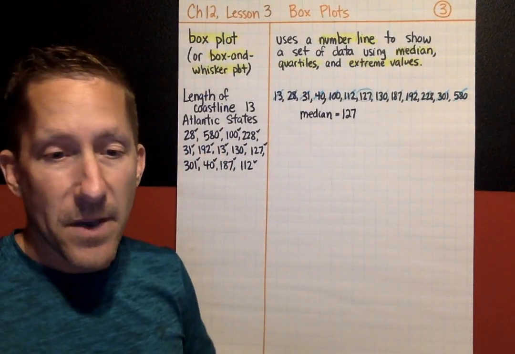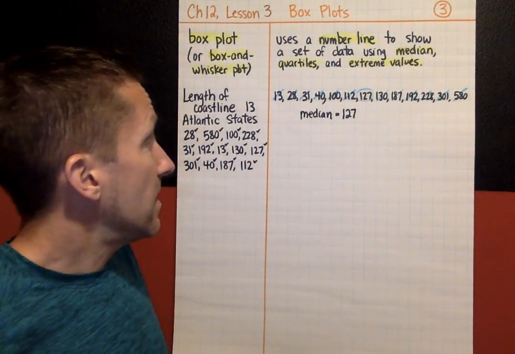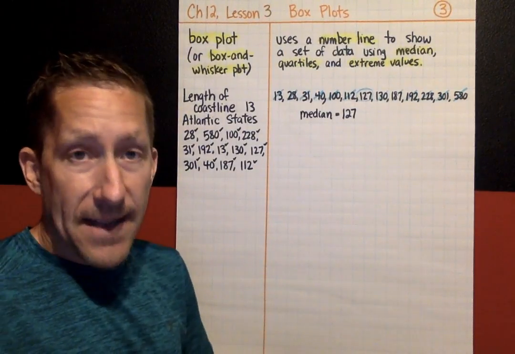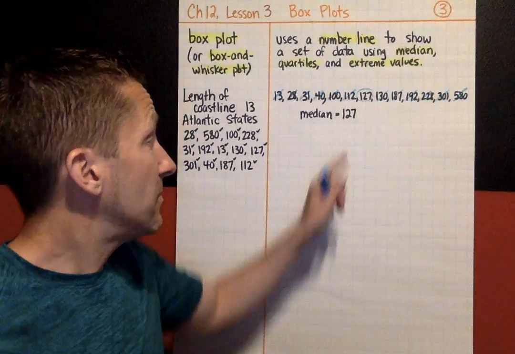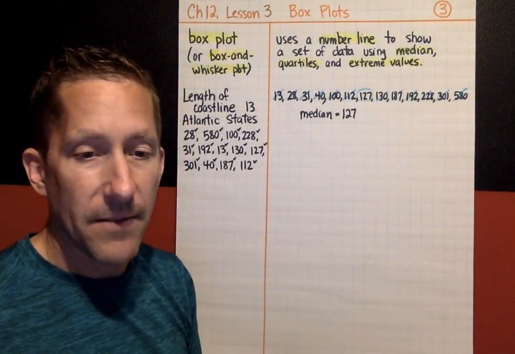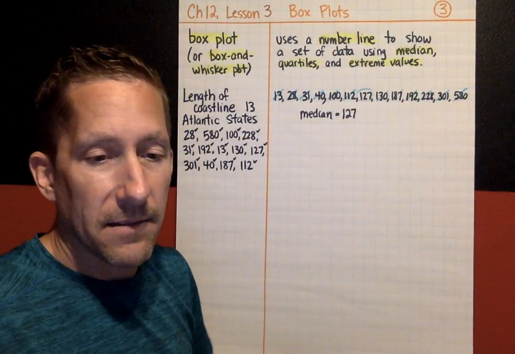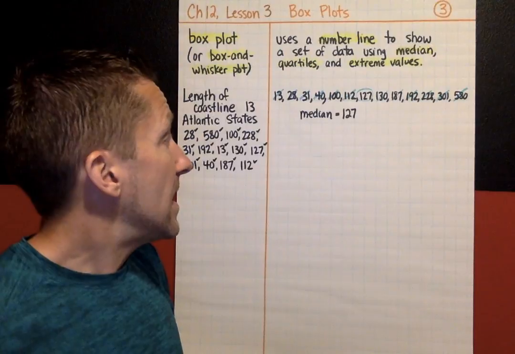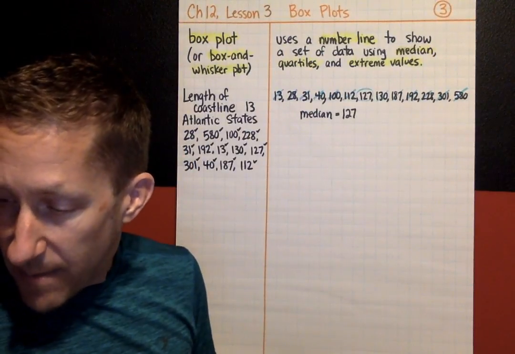$127 is the very middle of our data. Again, if we had 2 numbers in the middle, we would add them together and divide by 2, but since we have only 1 number in the middle, that is our actual median. So 127 is the median. Next, we're going to find Q1 and Q3, and we've done that before.